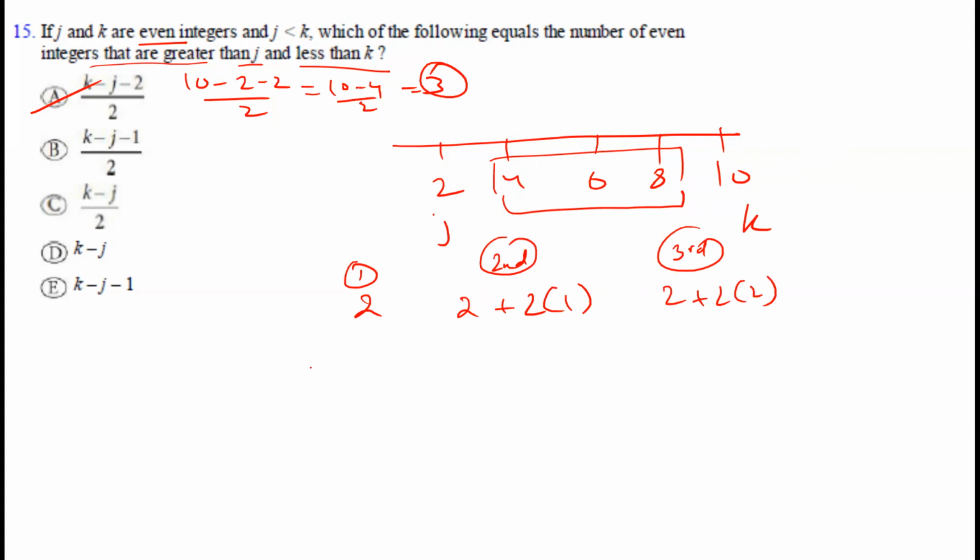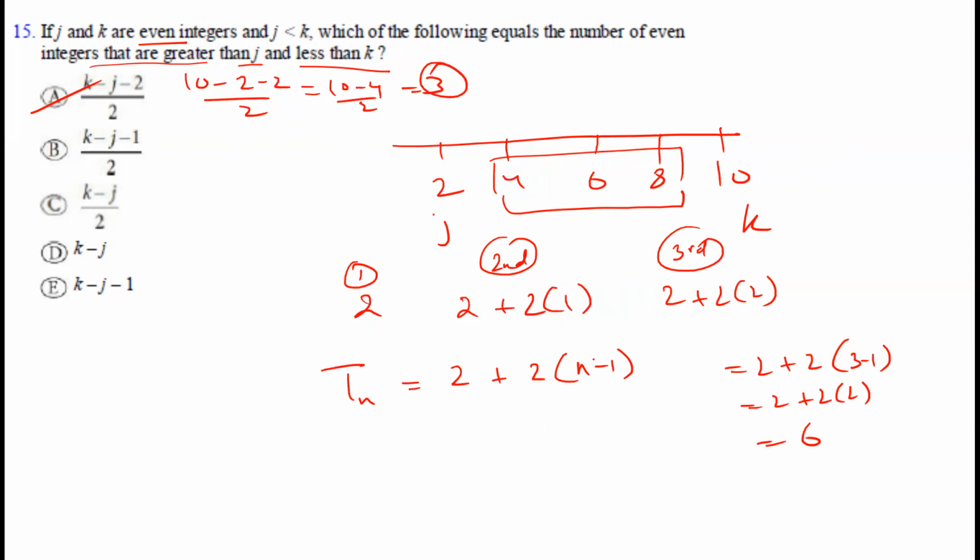Now we can come up with the equation. So Tn, we want to find out the nth term. This would be 2 plus 2(n minus 1). So let's suppose we want to find out the third term. So this would be 2 plus 2(3 minus 1), 2 plus 2 into 2 would be 6.